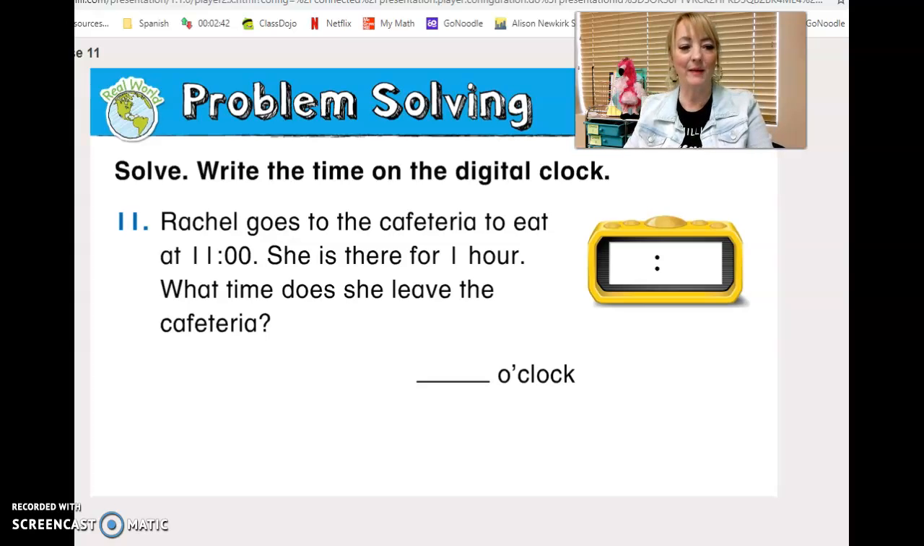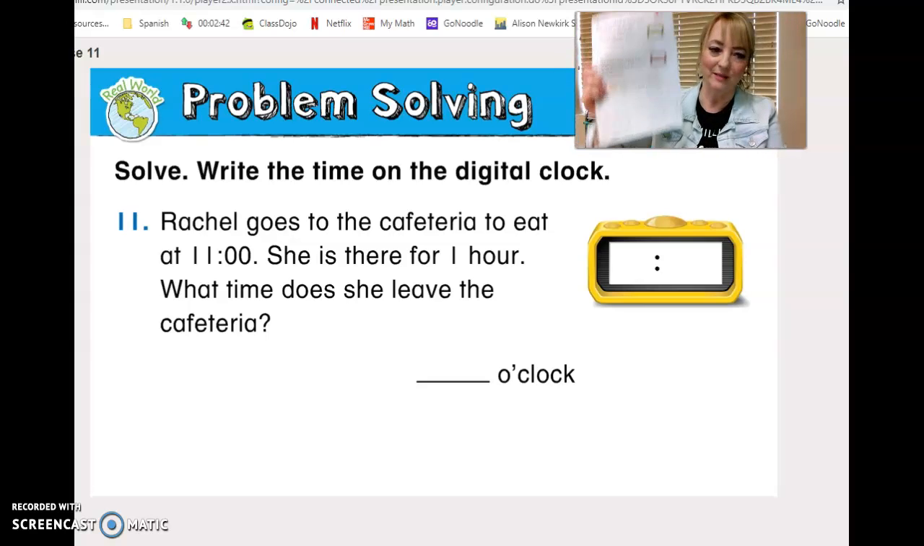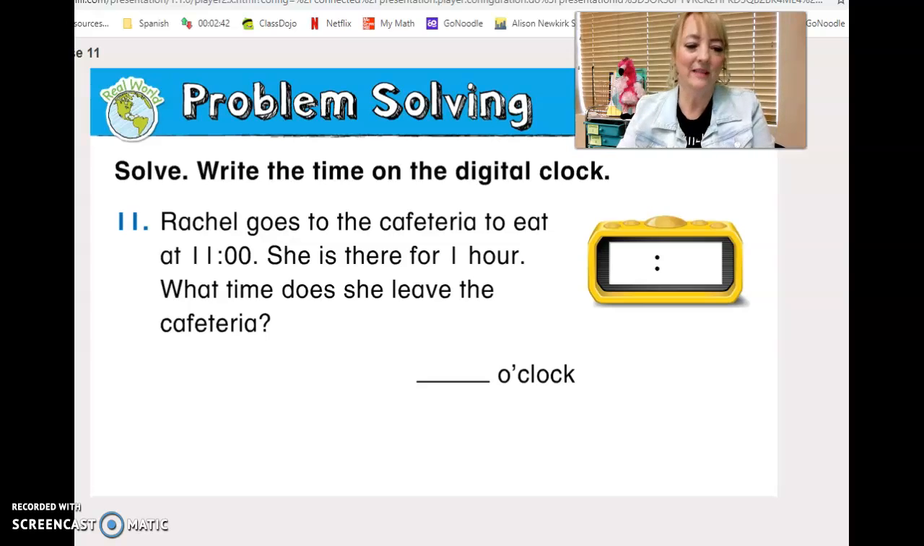Okay, our last page is problem solving number 11. No fun pictures on this one today. Rachel goes to the cafeteria to eat at 11 o'clock. She is there for 1 hour. What time does she leave the cafeteria? So our little clock. She gets there at 11 o'clock. She has a nice long hour to eat.